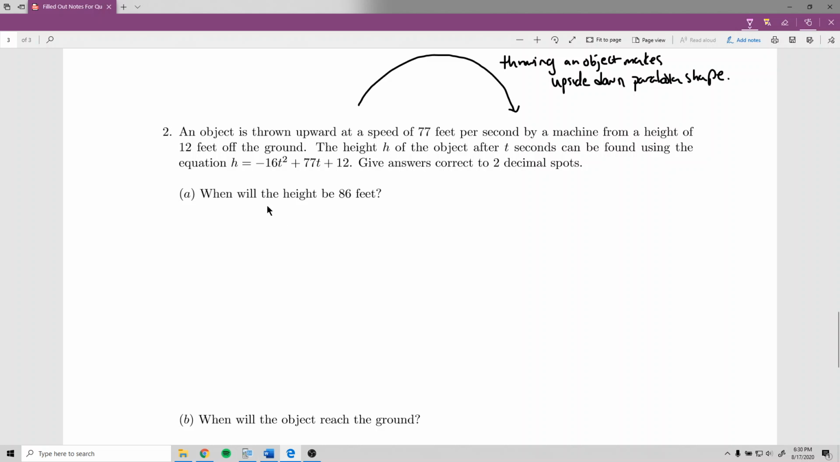So the first question is, when will the height be 86 feet? This has nothing to do with the maximum or minimum, so we're not going to find the vertex at all. What it's telling us to do is replace h, our height, with 86, then solve for t. All right, so I'm going to go ahead and do that. In our equation, we have 86 equals negative 16t squared plus 77t plus 12. Unlike with a lot of the problems we've done, this one's not already set equal to 0, so you got to make it equal to 0 first.